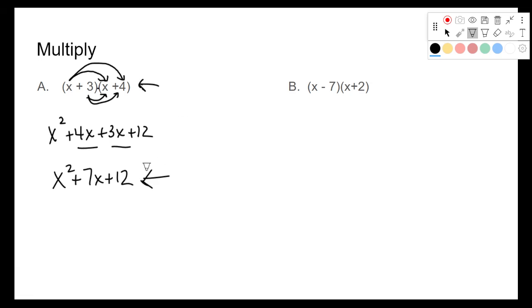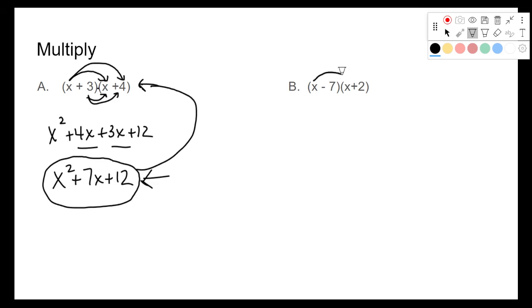Now remember, the goal here in factoring is to take this trinomial that we have, x squared plus 7x plus 12, and make it look like x plus 3 times x plus 4, right? We want to try to factor it. We want to undo the distributive property to make it happen. Okay, so let's try the second one. We're going to multiply that as well.